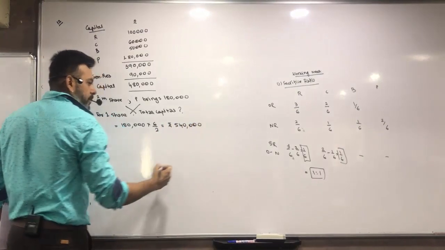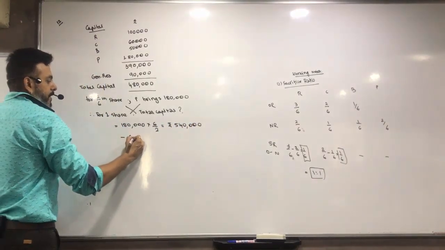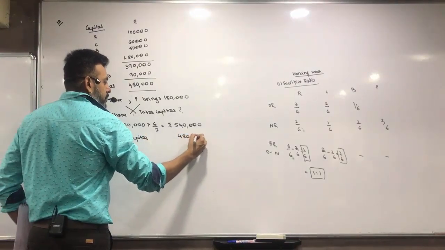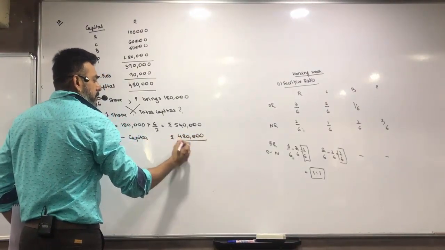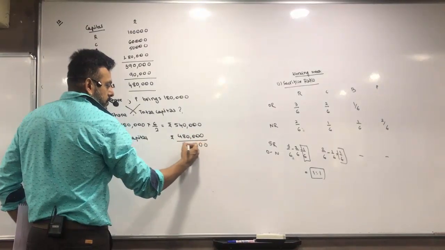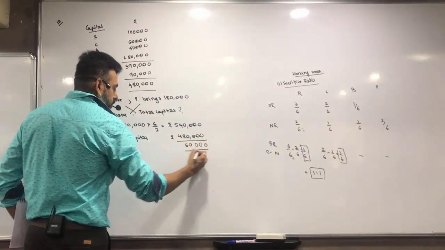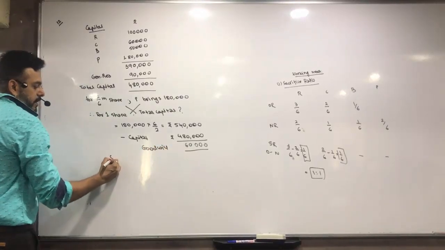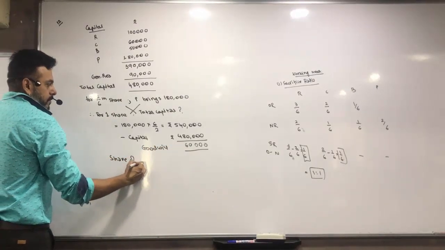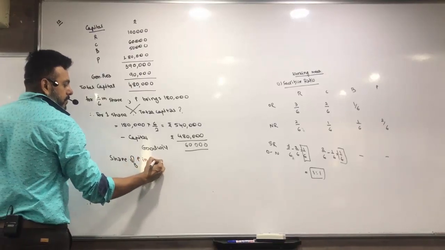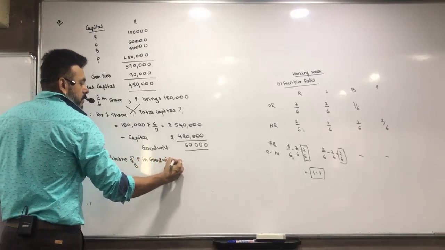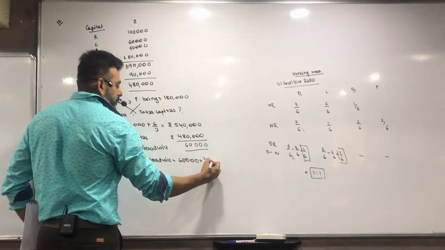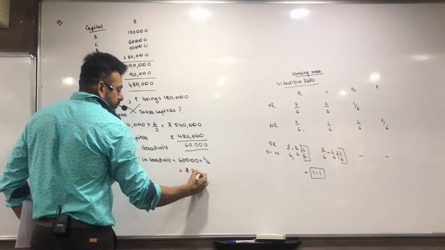Five lakh 40,000 minus capital 4,80,000 is 60,000. This is the value of goodwill. Share of P in goodwill: 60,000 into 2 by 6, or 1 by 3, is equal to rupees 20,000.